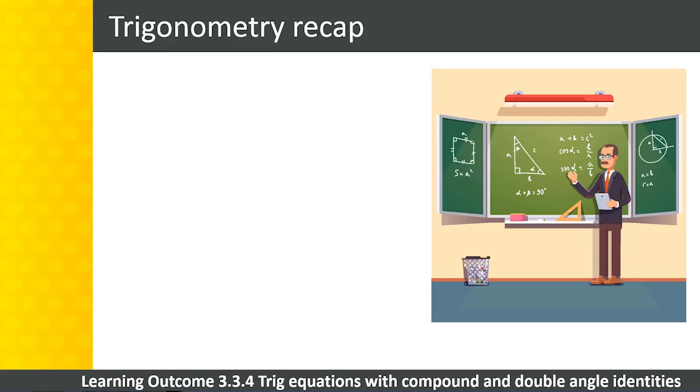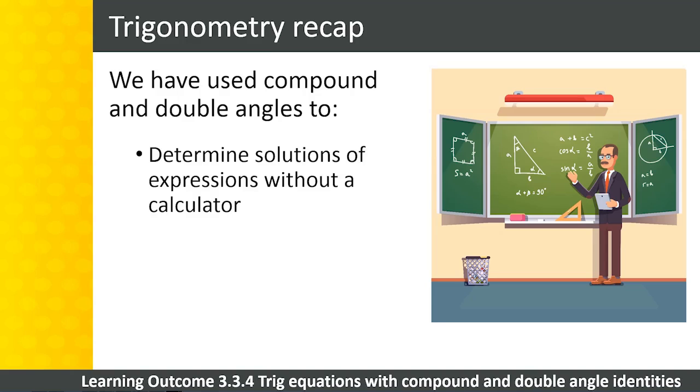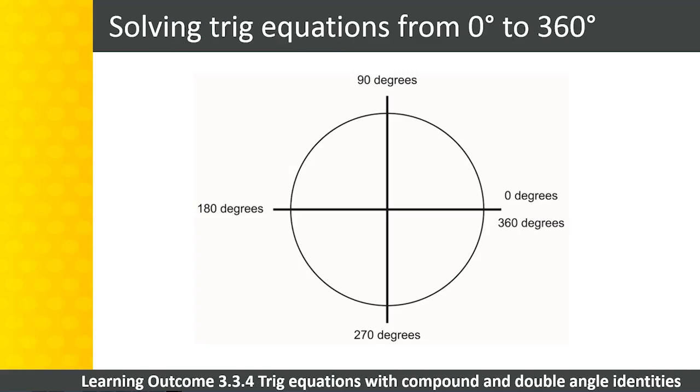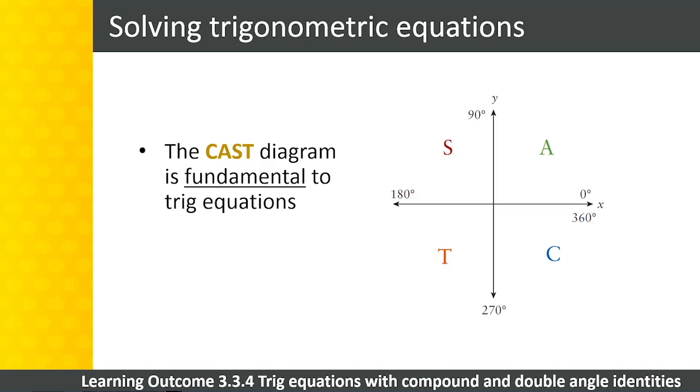Welcome back. So far in the previous module, we have used compound and double angles to determine solutions of expressions without a calculator and to simplify expressions and prove identities. Now we will use compound and double angles to solve trig equations in the range 0 to 360 degrees. When going through basic steps for solving a trig equation, remind students about the cast diagram again and how to use it to find all the solutions within the given range.